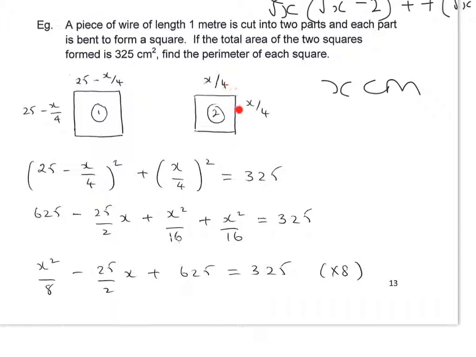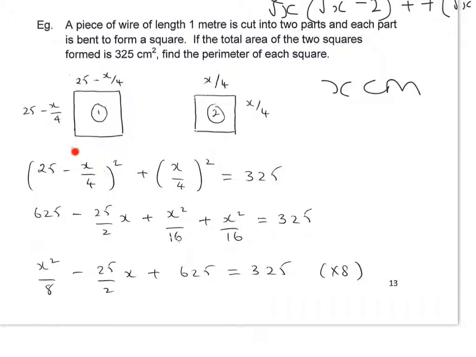Okay, so each side of this square is x over 4. So going back to the first square, my original metre is 25 centimetres on each side, but I'm cutting off x over 4 centimetres from each side. So each side of the other square is 25 minus x over 4 centimetres.